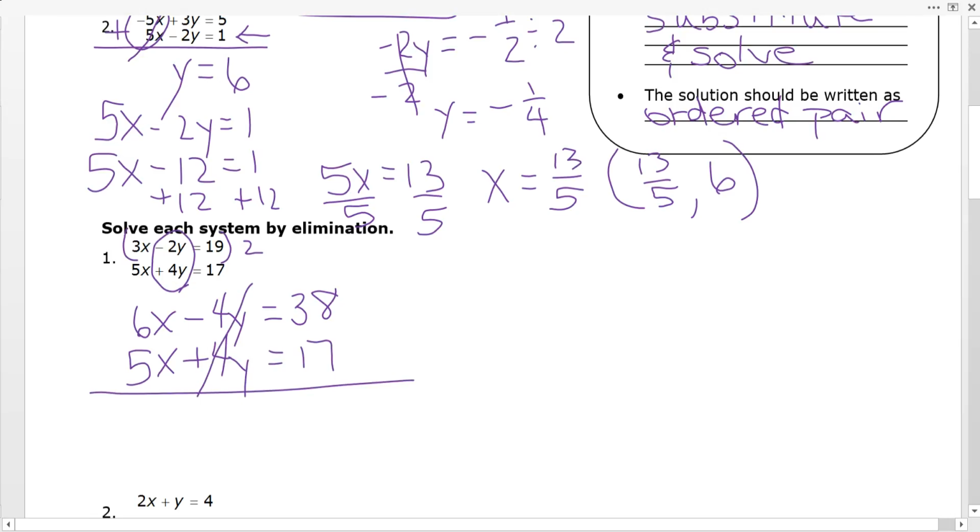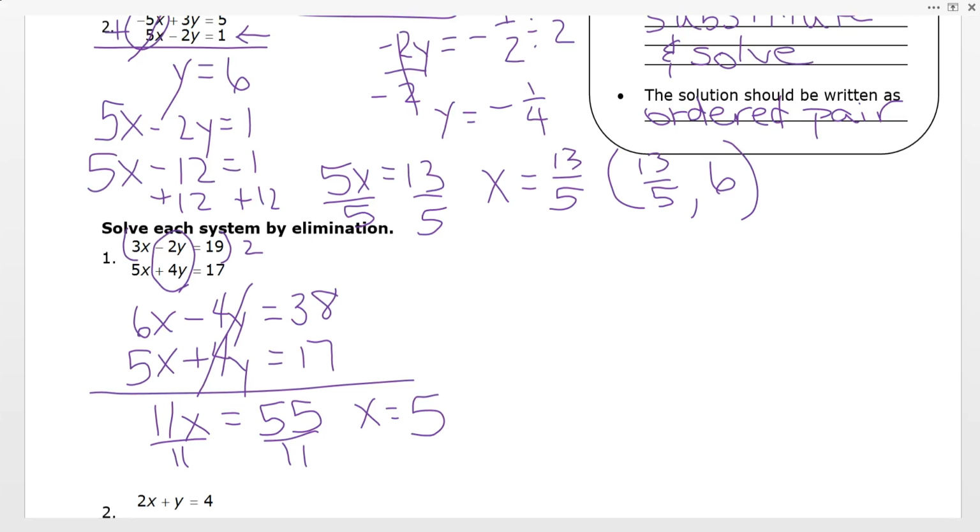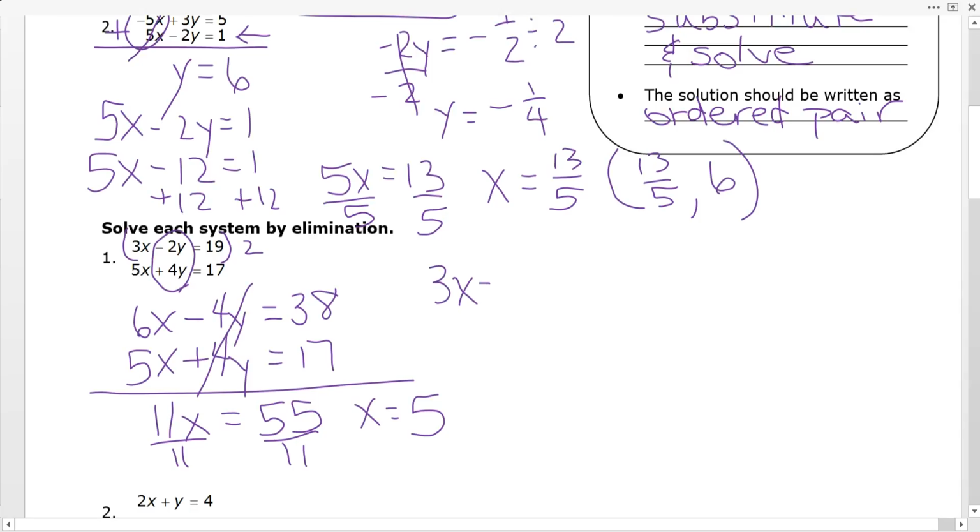My y's cancel out. I have 11x equals 55. Divide by 11, x equals 5. Now I can go back to either of the original equations and put that 5 in and solve for y. So I'll take the top one, 3x minus 2y equals 19. So I'll put in 3 times 5. So I have 15 minus 2y equals 19. Take 15 away from both sides.